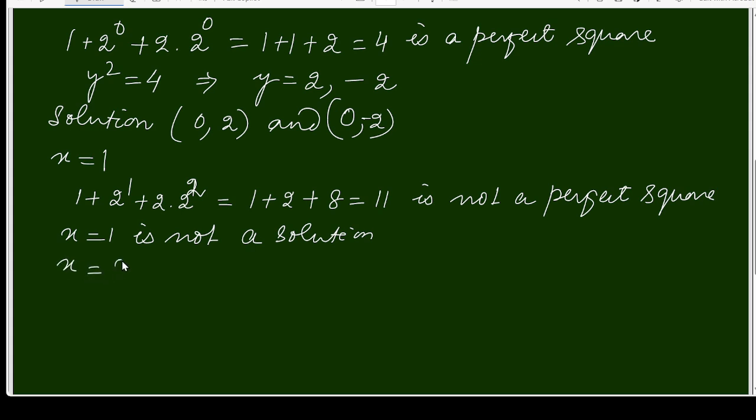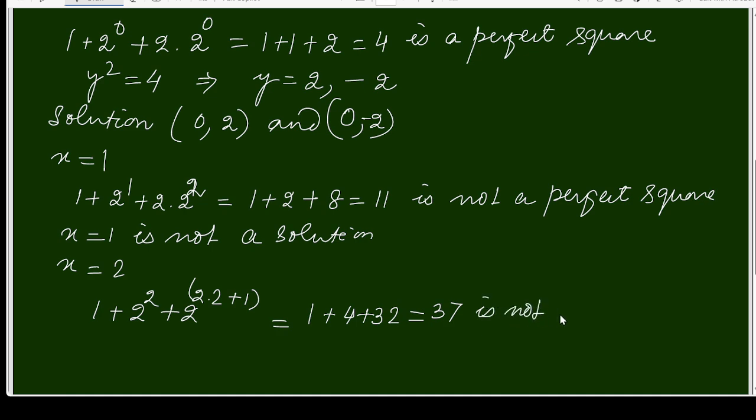Let's see x equal to 2. For x equal to 2, it will be 1 plus 2 square plus 2 multiplied by 2 into 2 plus 1. That will be 1 plus 4 plus 32. It will be 37, again not a square. So x equal to 2 is not a solution.